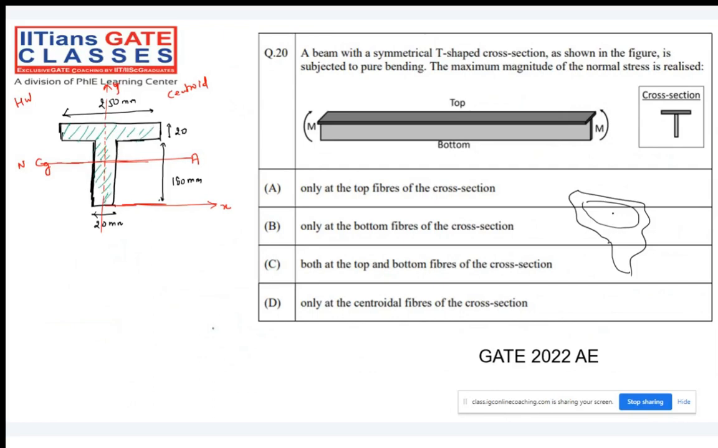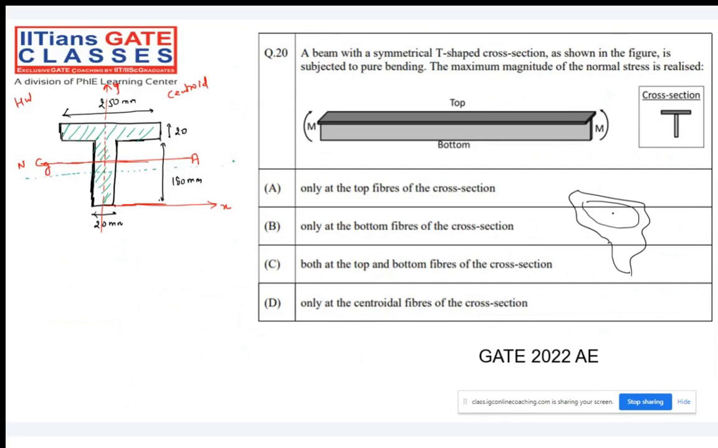Above the neutral axis, we have more area. When we have more area above the neutral axis, the centroid will be shifted there. If you just take the middle part, 180 plus 20, that is 200, 200 divided by 2, somewhere here the middle section would be.